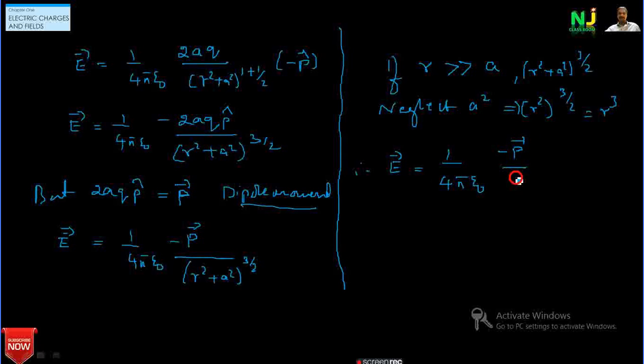So remember why the negative sign appears in this equation. The electric field and the dipole moment act in opposite directions. So now look at here.